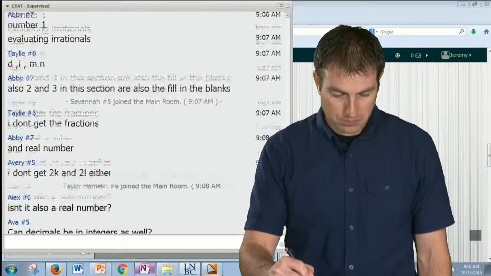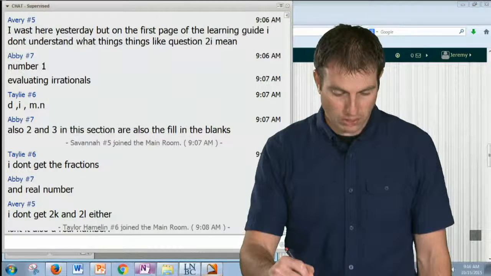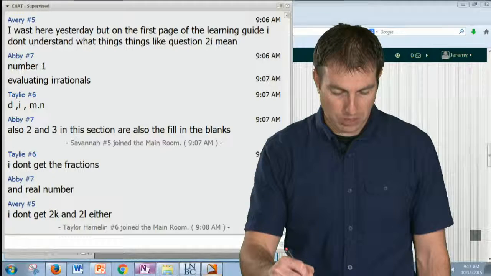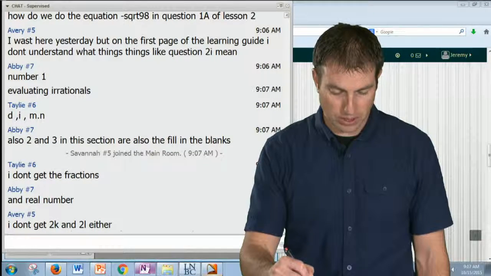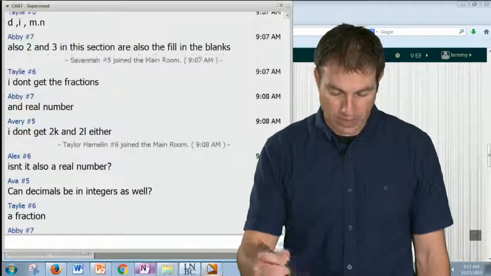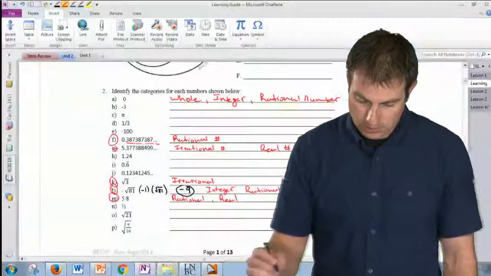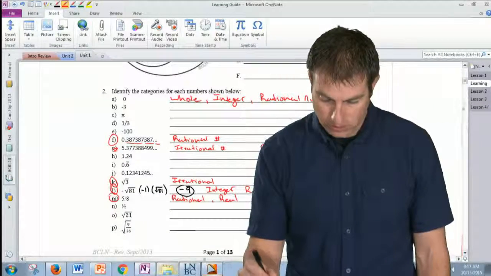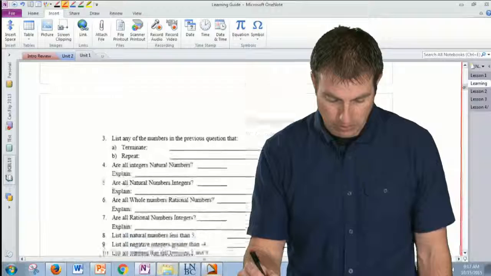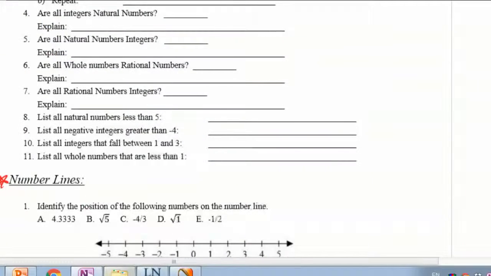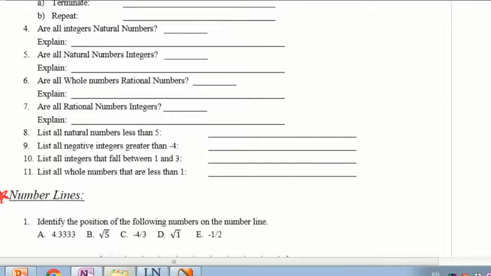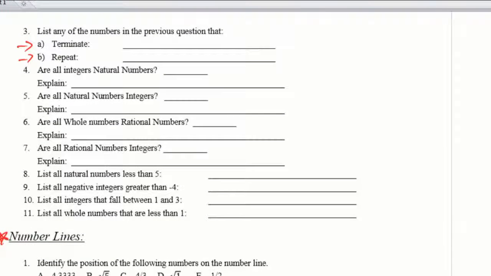Abby, number 1, evaluating irrationals. D, I, M, N, 2 and 3 in the section, also fill in the blanks. And then fractions. So hopefully that helps. Number 3, list any of the numbers in the previous question that terminate and repeat. So when we talk about things that terminate, these are ones that end. Repeat are things that don't end, so they go on forever.